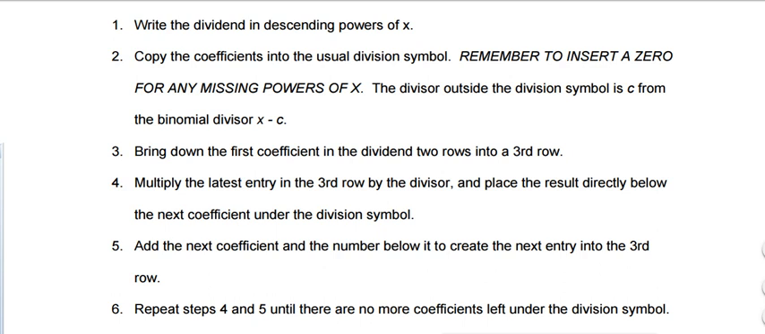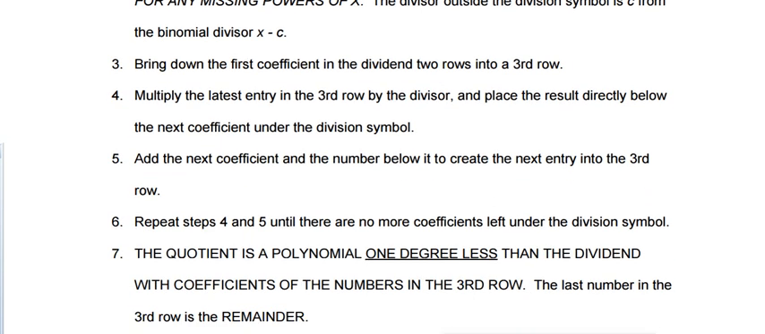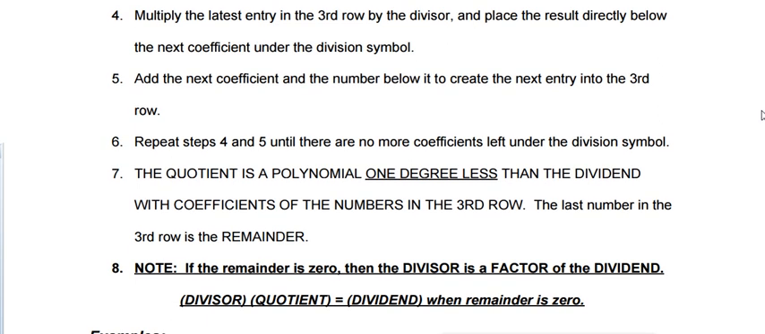And if you have a remainder, that's fine. You'll notice that the quotient of a polynomial is always 1 less than the dividend, with coefficients of the numbers in the third row. And the last number in the third row is going to be your remainder.